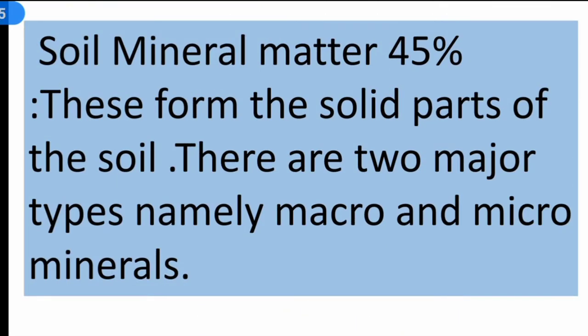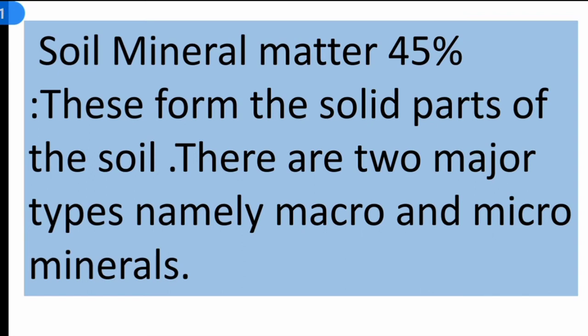Finally, I have soil mineral matter, which actually has the bulk of the entire components. Soil mineral matter, like you see here, has 45%, and this forms the solid part of the soil. There are two major types of soil mineral matter. You have the macro minerals and the micro minerals.